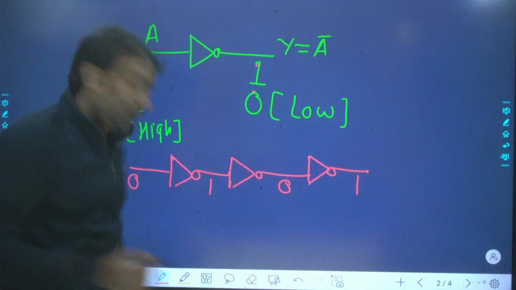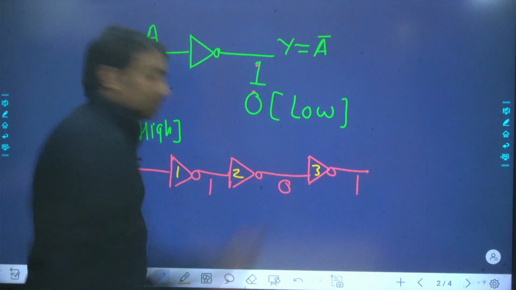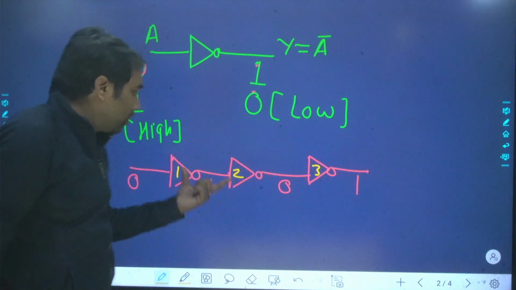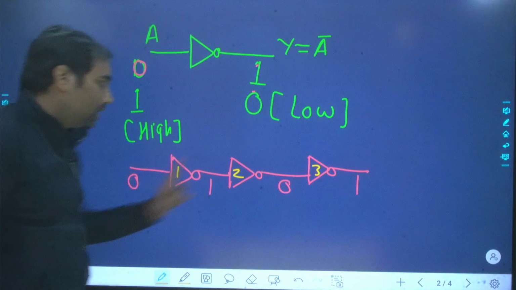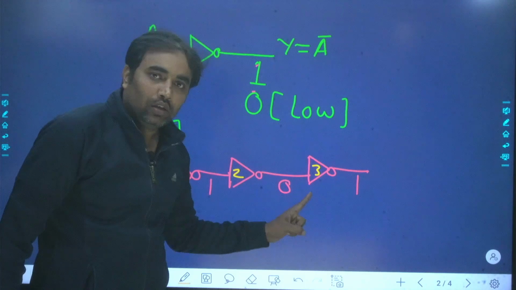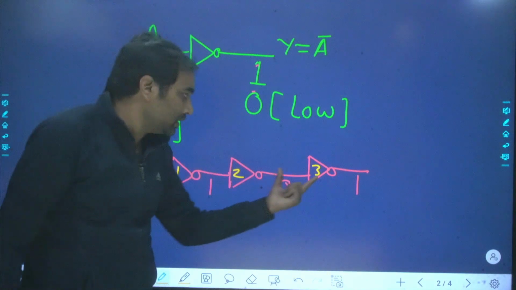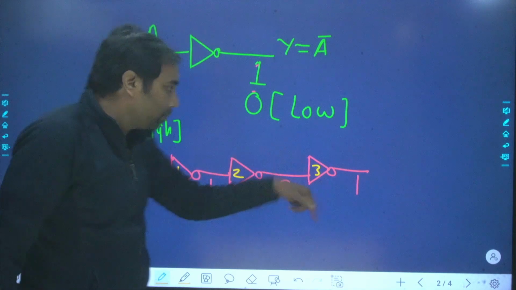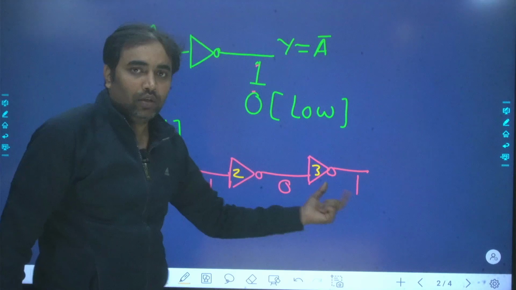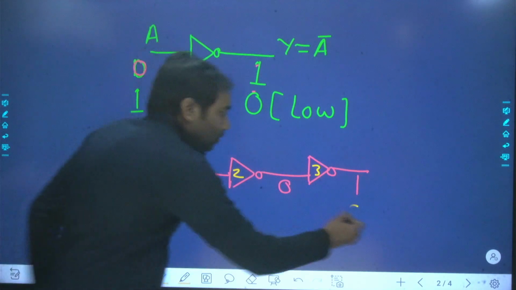What is happening here actually? Suppose there are 1, 2 and 3 NOT gates. When the number of NOT gates is even, whatever is applied at the input comes at the output. But when the number of NOT gates is odd, whatever is applied comes out complemented: when we apply 0, we get 1, and when we apply 1, we get 0.